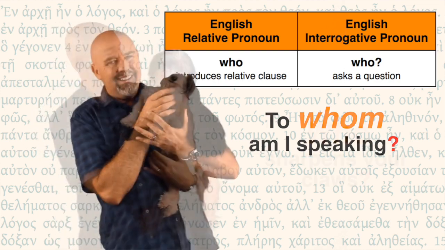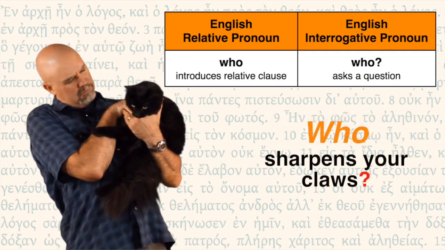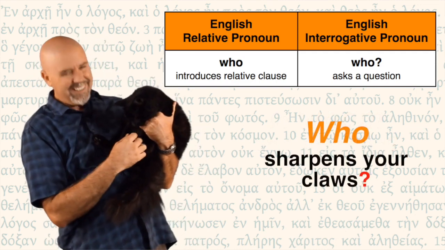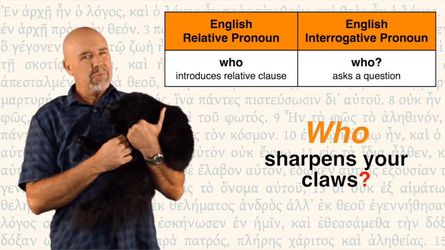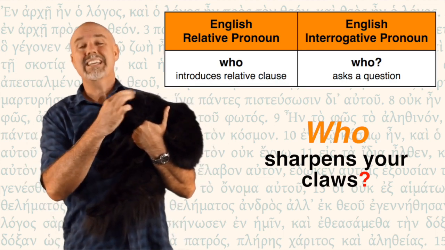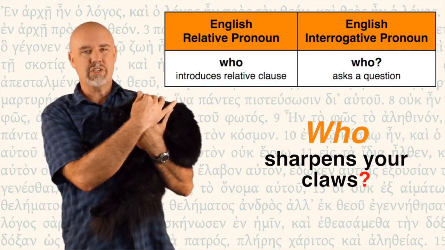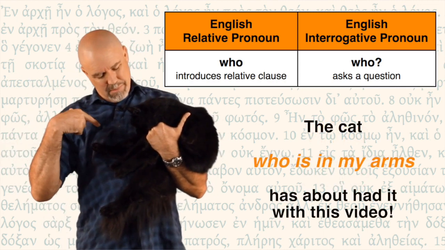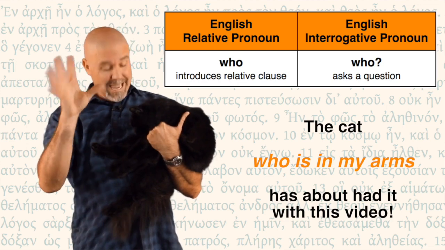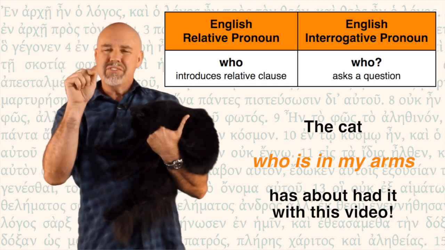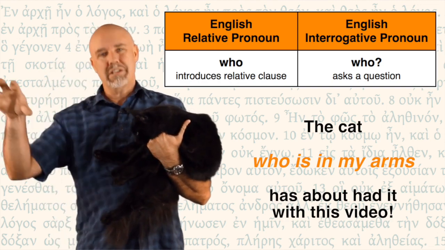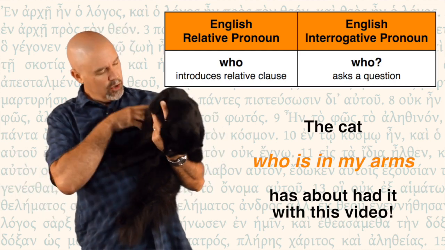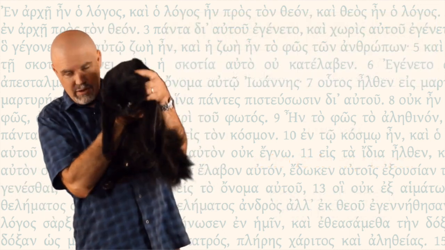To whom am I speaking? This is Hallie. I might also say something like, who sharpens your claws? Do you see there that who is not a relative pronoun in that sentence? It's an interrogative pronoun. It asks a question. Who? It's a question. But if I say the cat who is in my arms has about had it with this video, that use of who is a relative pronoun. Which cat? The cat who is in my arms and is now done with this.